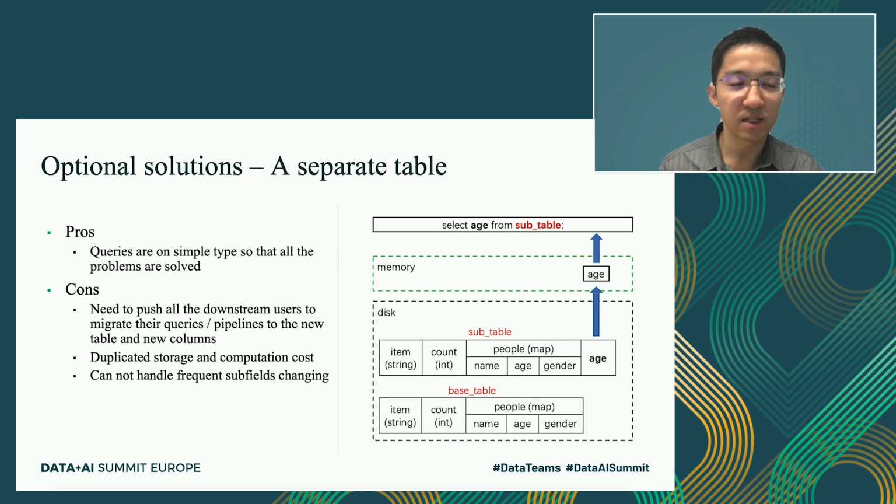And there will be duplicated storage and computation costs because we need to maintain two tables. Also, this solution cannot handle frequent subfield changes, because today the subfield age is frequently used, and tomorrow maybe age is not used and name will be used frequently. So we need to remove the age column and add the name column. And it's not a good idea to frequently remove columns or add new columns.